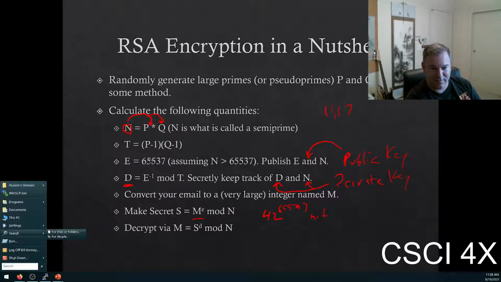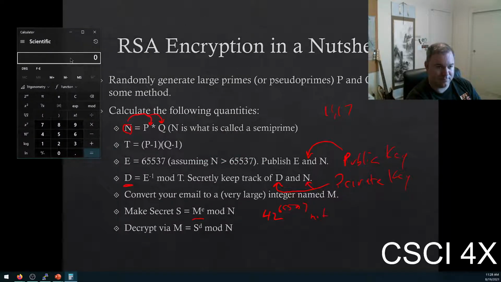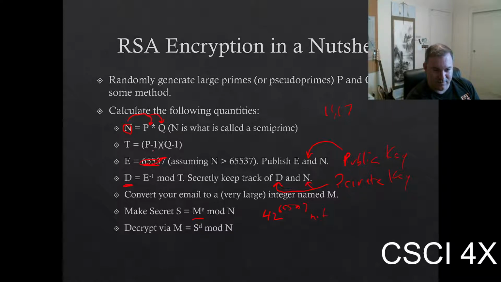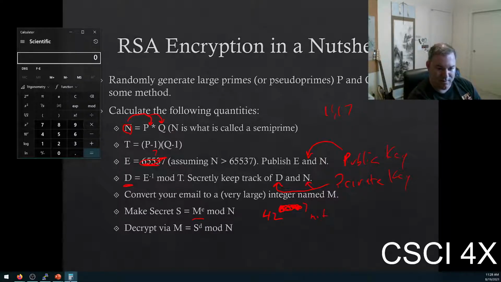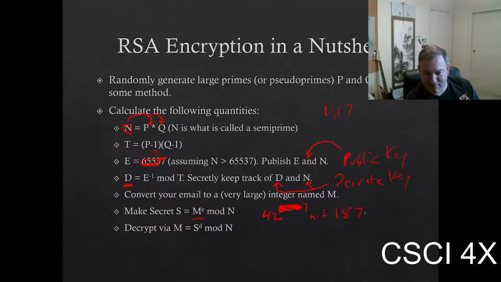Actually, this won't work because E is too big. Let's make bigger primes, I guess. Whatever. Let's use a smaller E then. That'll be simpler. Use like 7. Okay, so 42 to the 7th power modulus N. Oops. N is just 11 times 17, which is 187.